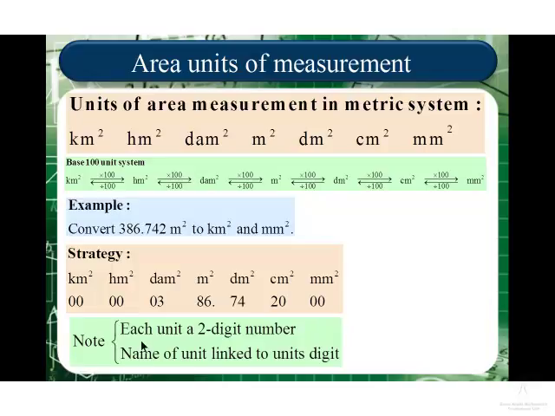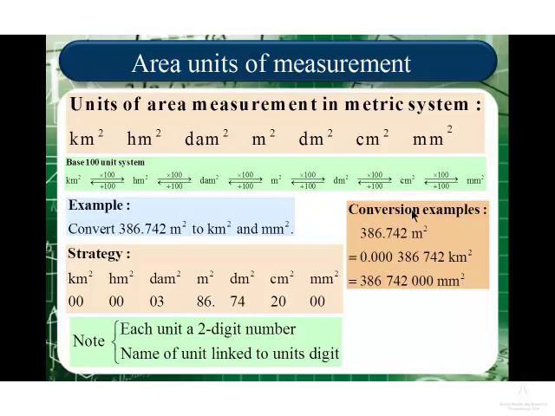Note also that each measurement or unit is represented by a two-digit number here, and the name of the unit is linked to the units digit. In this case it is given as square meters, and we link that to the units digit 6, in this case 386, and that then is the starting point in order to populate to the left and to the right in pairs of digits as indicated.